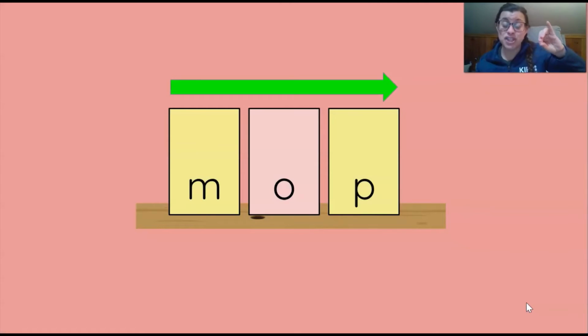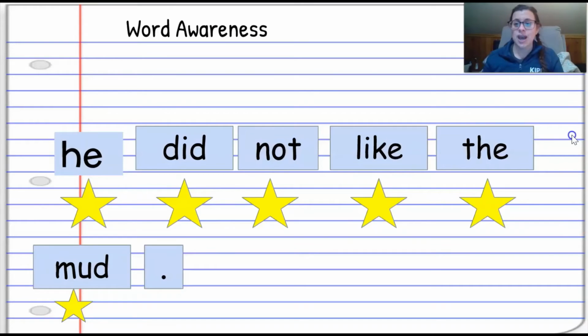A, p. Did you say it's the word mop? You're right. Did we change the beginning, the middle, or the ending sound? We just read the word cop. This is the word mop. Did we change the beginning, the middle, or the ending sound? The beginning sound. Cop begins with k. Mop begins with m. All right, let's dive into our sentences.